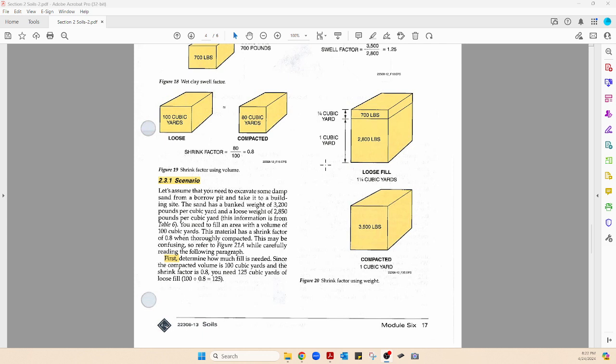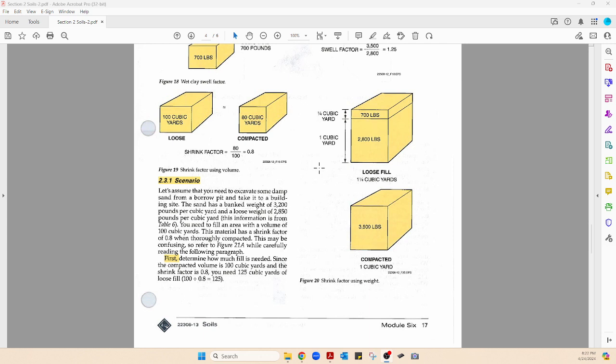Okay, it starts out saying, let's assume that you need to excavate some damp sand from a borrow pit and take it, that means you're going to haul it somewhere, to a building site. The sand is damp sand, I think. It has a bank weight in its natural state, in situ, of 3,200 pounds per cubic yard, and it has a loose weight of 2,850 pounds per cubic yard.